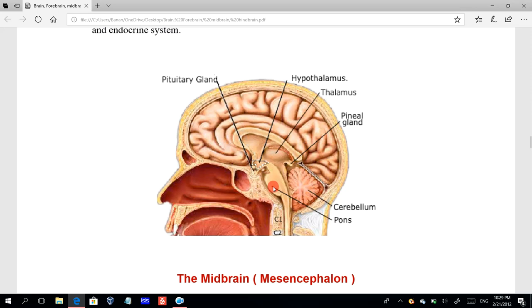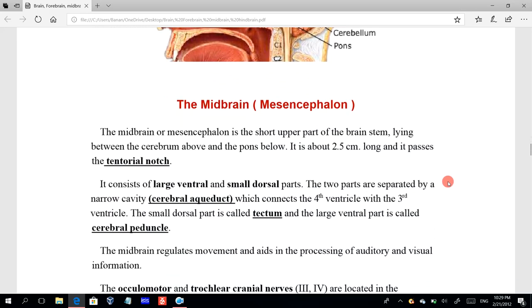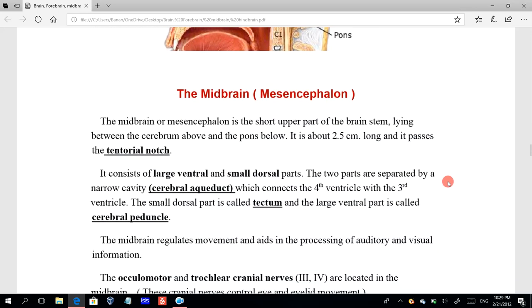And of course, this is the cerebellum. Now we talk about the midbrain, or mesencephalon. The midbrain or mesencephalon is the short upper part of the brain stem, lying between the cerebrum above and the pons below. Pons means the bridge. It is about 2.5 centimeters long and it passes the tentorial notch.